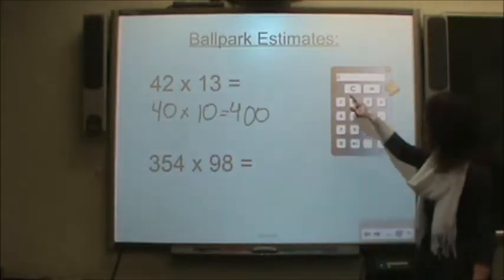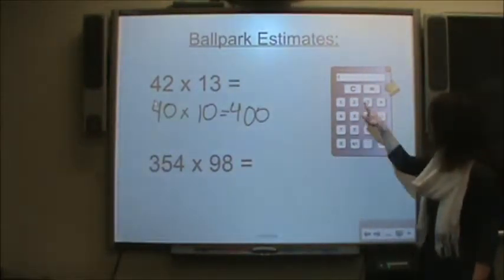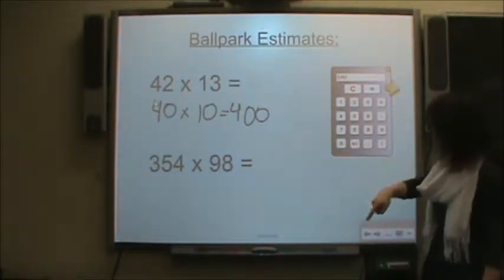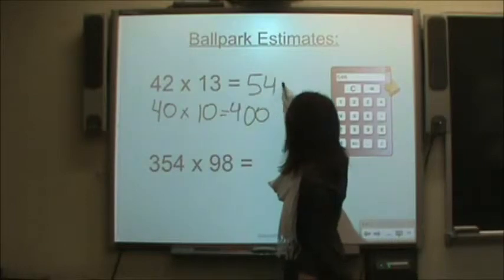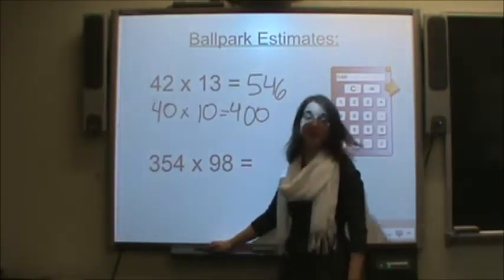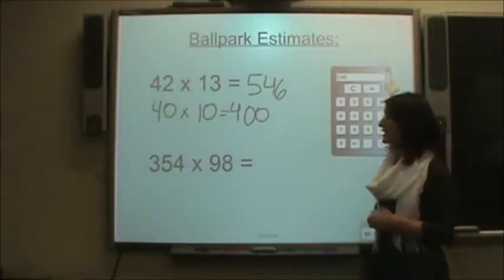Let's see if it works. 42 times 13 equals 546. Not bad. That's pretty close. I know that that's probably correct because it's close to my ballpark estimate. Now let's try the next one.